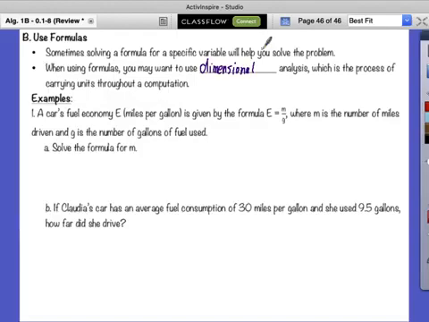Before, when I was driving a Jeep, I got like 19 miles to the gallon. I would have to fill up just about every single week. And so I save a lot of money right now because I'm driving a car with better mileage.